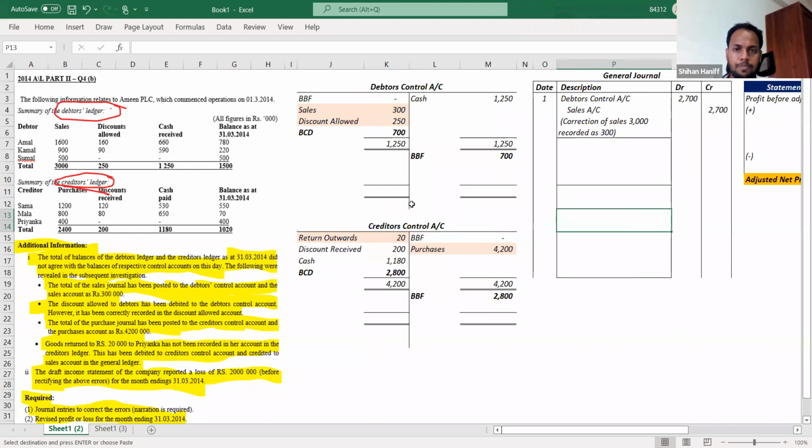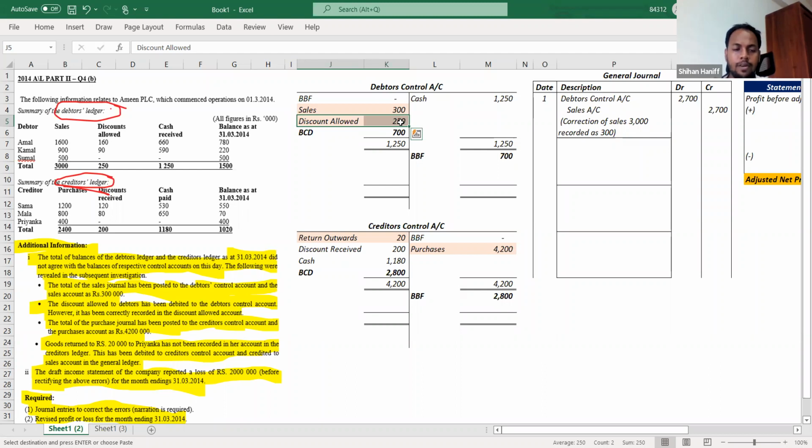Number two. The discount allowed to debtors has been debited to debtors control account. However, it has been correctly recorded in the discount allowed account. So discount allowed account is correct. Now what you have to do? This is not a debit entry. This should be credited to control account. Can you all tell me what is the entry for this?